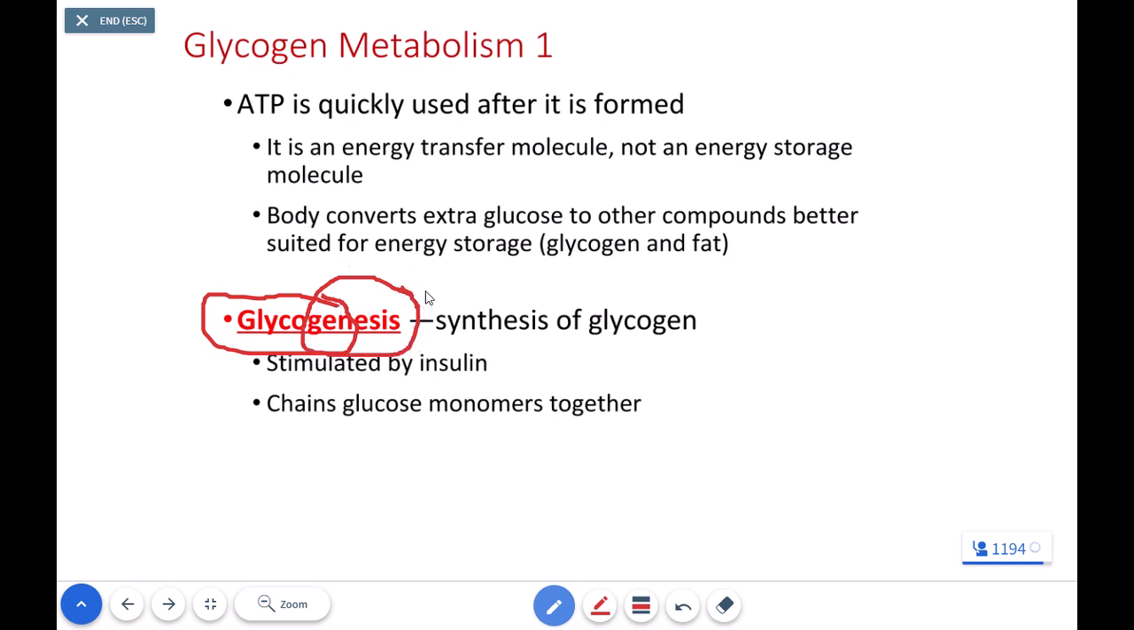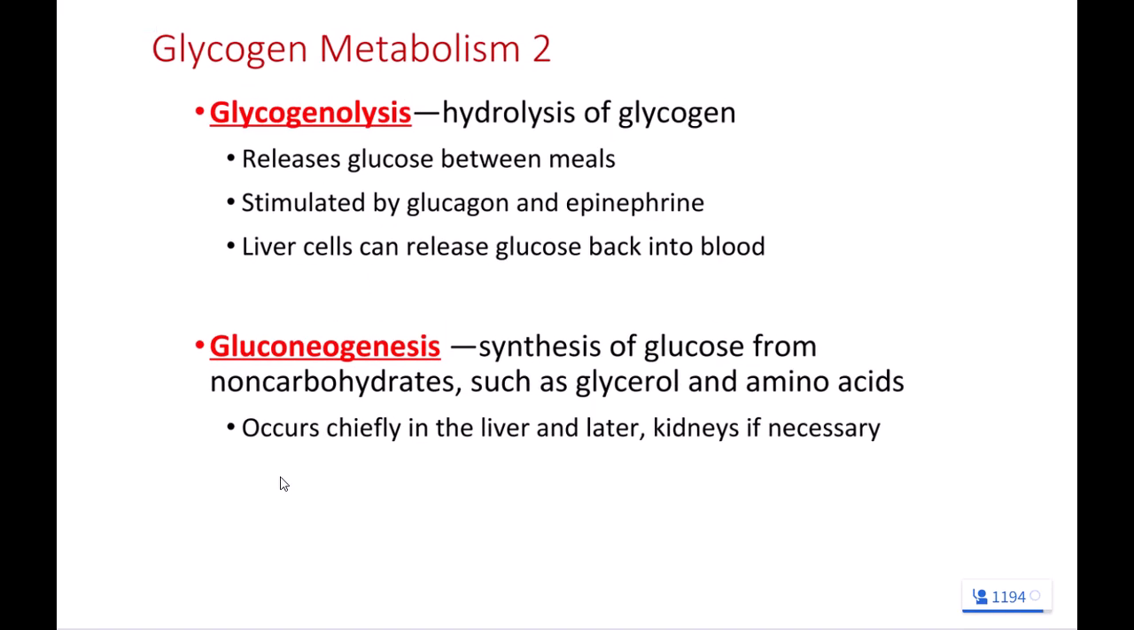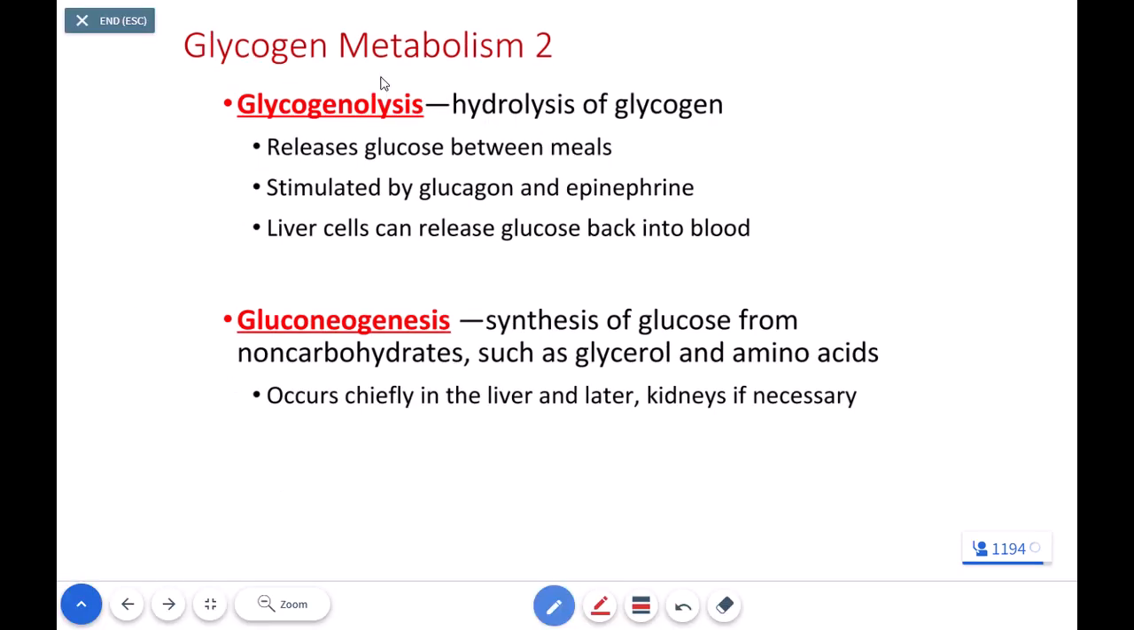So the second root word is genesis, and the suffix. And when we look at the Latin roots for genesis, in Latin, genesis means to create. So glycogenesis is the process of creating glycogen. We also have glycogenolysis. Here's the root word for glycogen. And we lyse it via hydrolysis. We take a glycogen molecule and chop it up and turn it back into glucose.